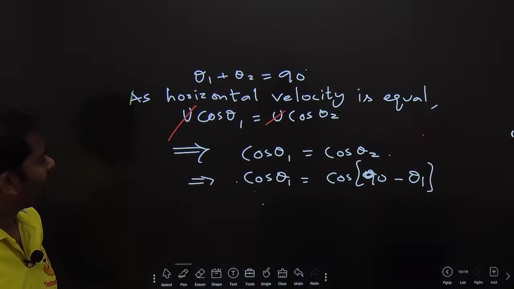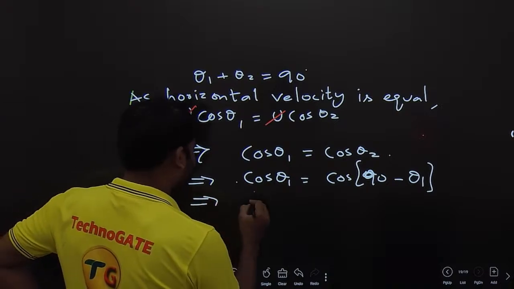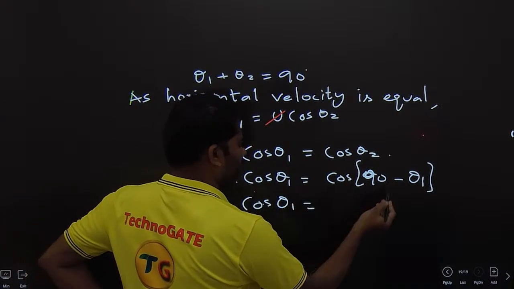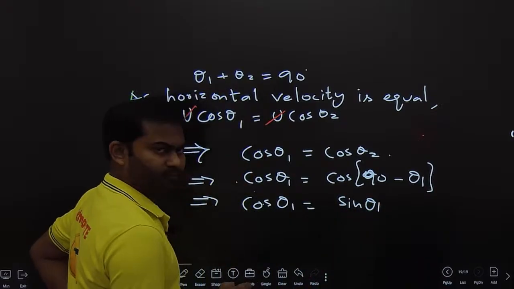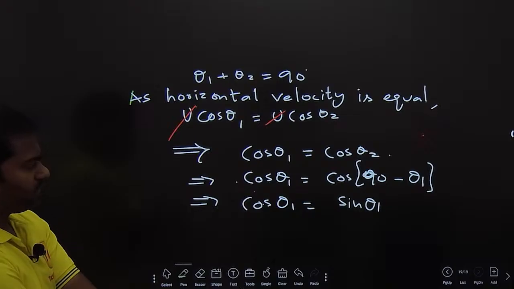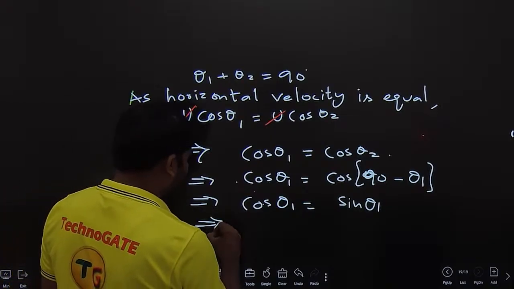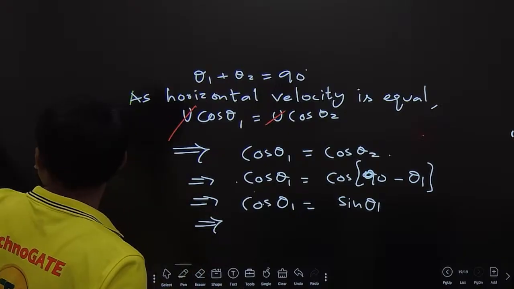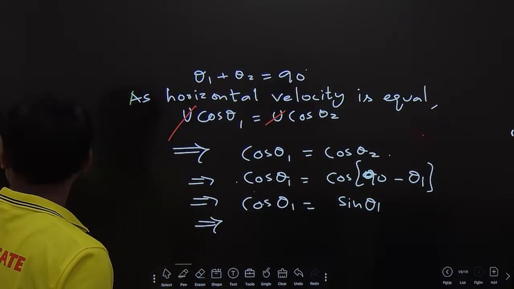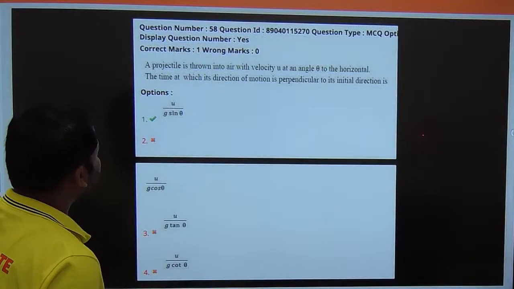Okay, u cos theta 1 is equal to u cos theta 2, so cos theta 1 is equal to cos theta 2. But theta 1 plus theta 2 is equal to 90 degrees here. Cos of 90 minus theta 1 is nothing but sin theta 1. So cos theta 1 is equal to sin theta 1. So this is giving us the value of inclination. No, this is not the correct way of solving it. Let me check it, guys. Definitely we can get confused like this.